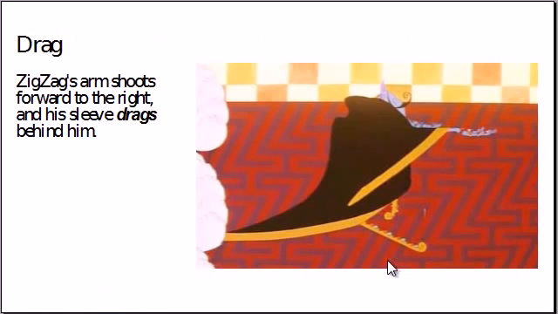Here's Zigzag. He's doing a kind of crazy walk. This is a scene that I animated from the beginning of The Thief and the Cobbler. And this is when Zigzag is marching into the city. And his arms are kind of shooting forward and backwards with a kind of stabbing motion. And as his arm shoots forward, his sleeve kind of drags behind him. So that's the drag action, is the sleeve dragging behind the main action of Zigzag.